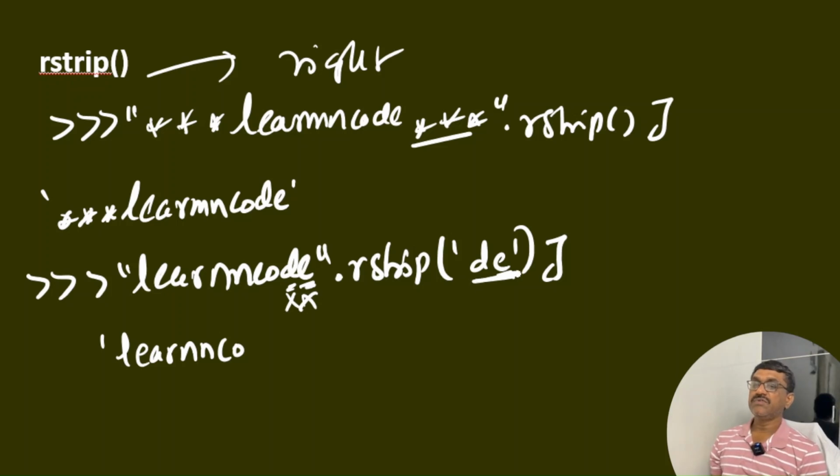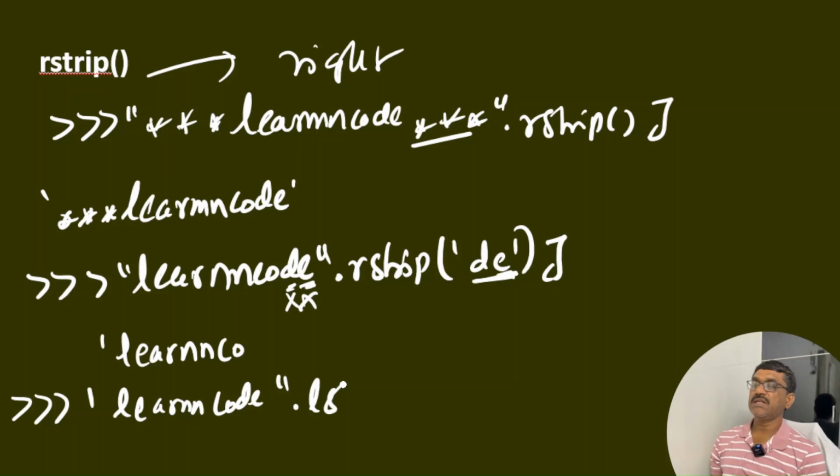Now instead of using DE, for example, if you mention learn and code, double quotes, lstrip, and if you mention here, assume, LE, for example, in this case, these characters LE are compared from the beginning.